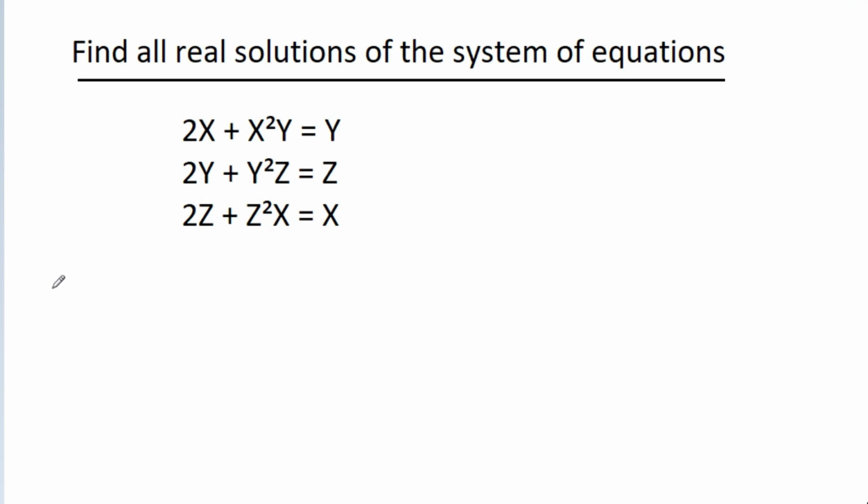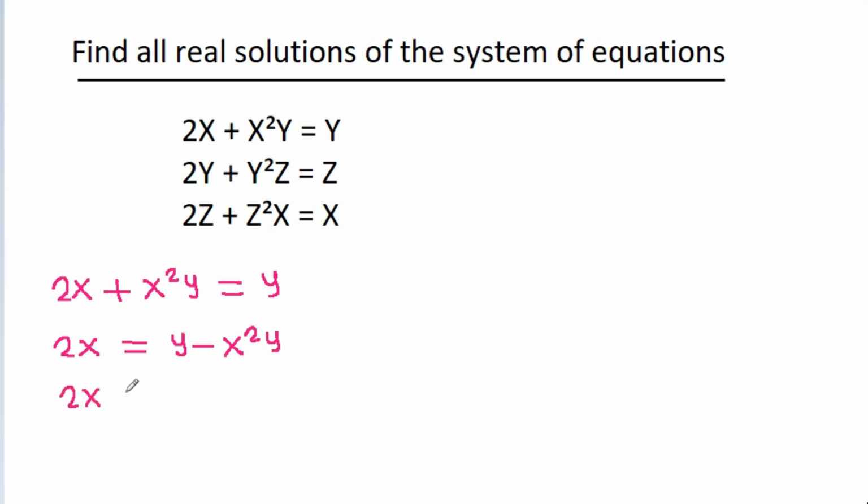So we have 2x plus x square y is equal to y, and it is 2x is equal to y minus x square y, and 2x is equal to y times 1 minus x square. So y will be equal to 2x by 1 minus x square.